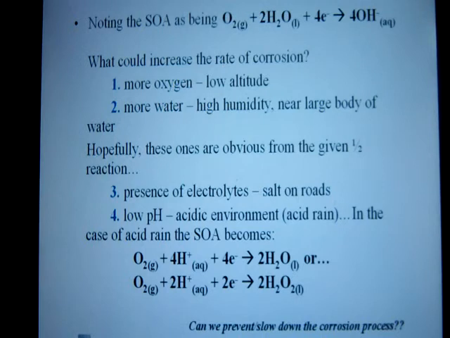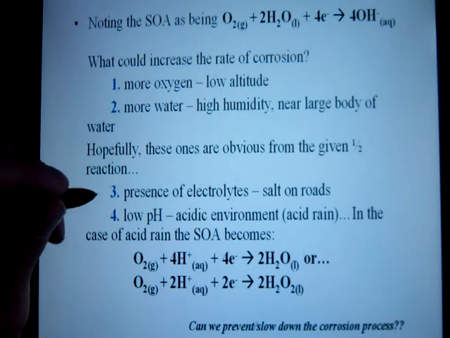Some things that can increase the rate of corrosion would be more oxygen around, which would be at a lower altitude. So high up in the mountains, you'd have a lot less corrosion than you would at sea level, for instance, given all the other conditions remain constant. The higher the humidity, you'll have more corrosion. So near the coasts, for instance, east or west coast, you would have a lot more rusting than you would here.